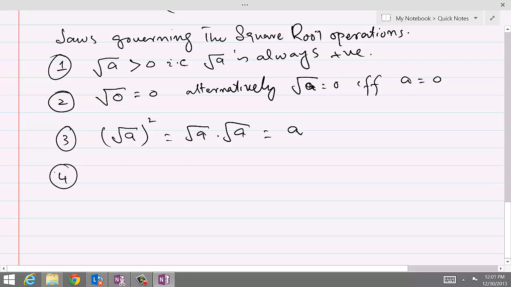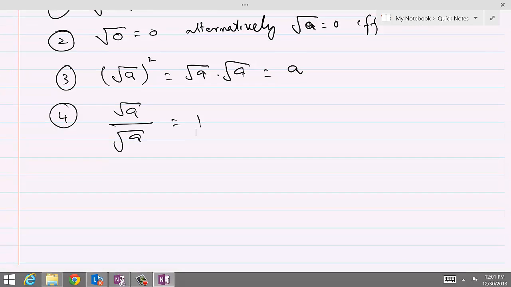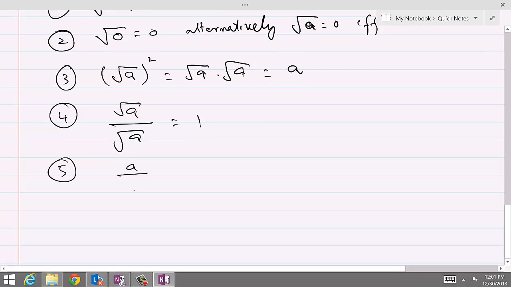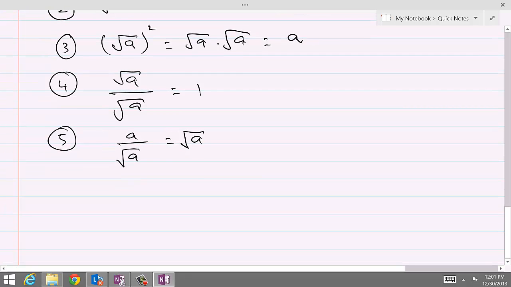Fourth, and that is under root a, will cancel with itself in the numerator and denominator, so this is equal to 1. And number 5, a over under root a is equal to under root a. Like there is half power in the denominator, full power in the numerator, so half will cancel, leaving behind the half power in the numerator.